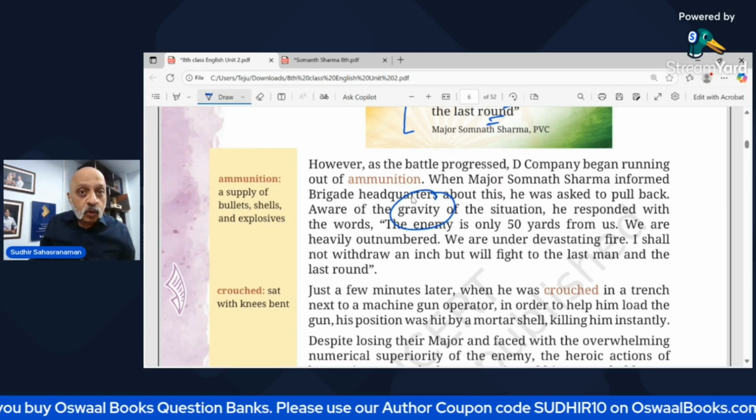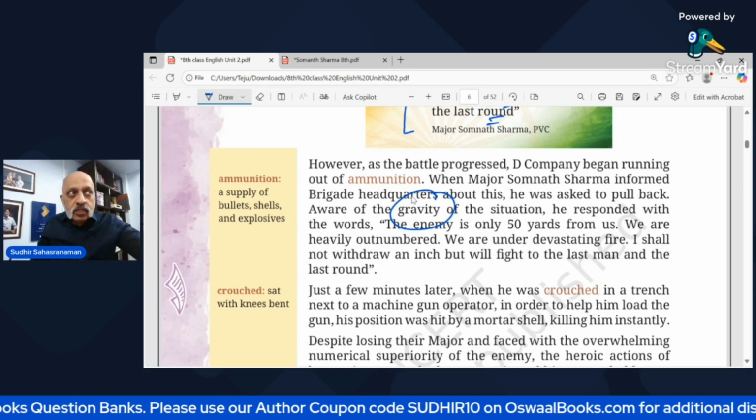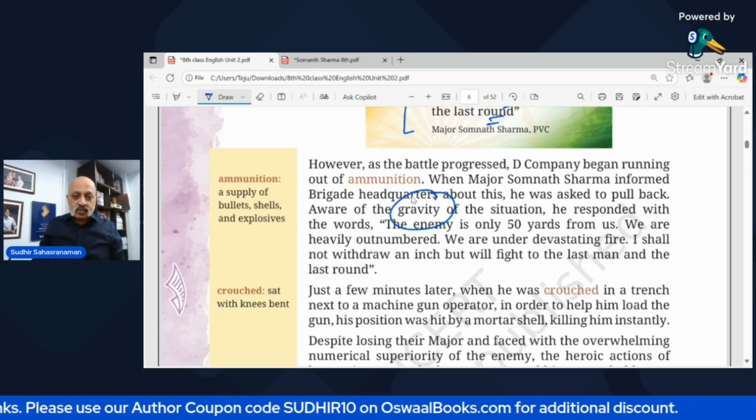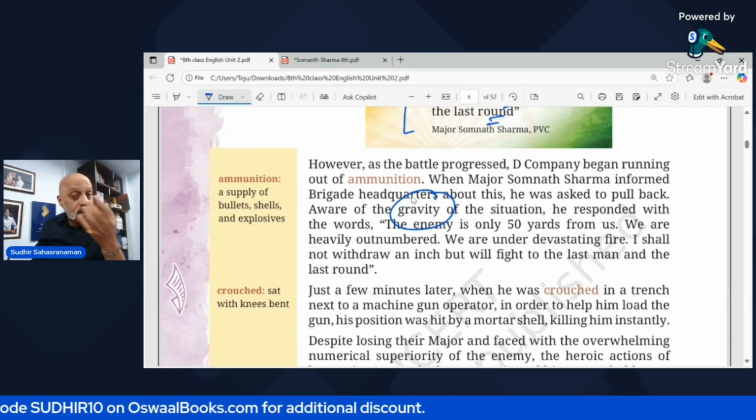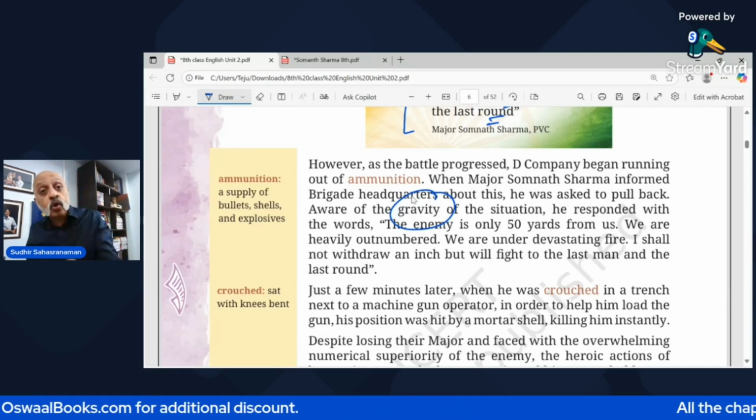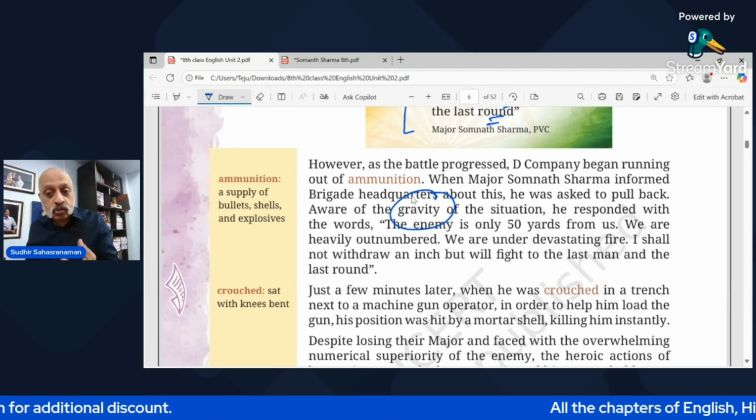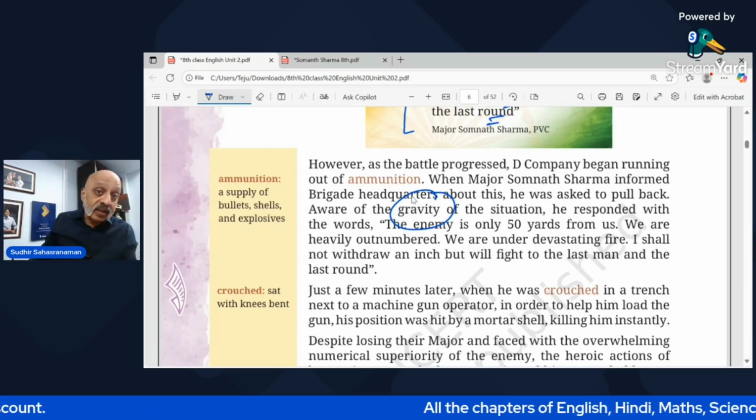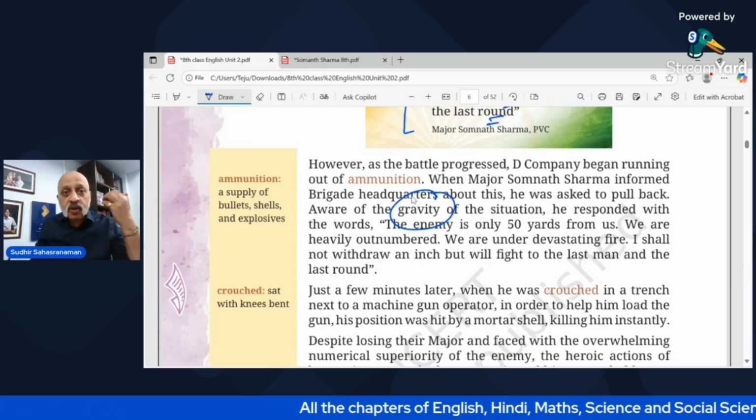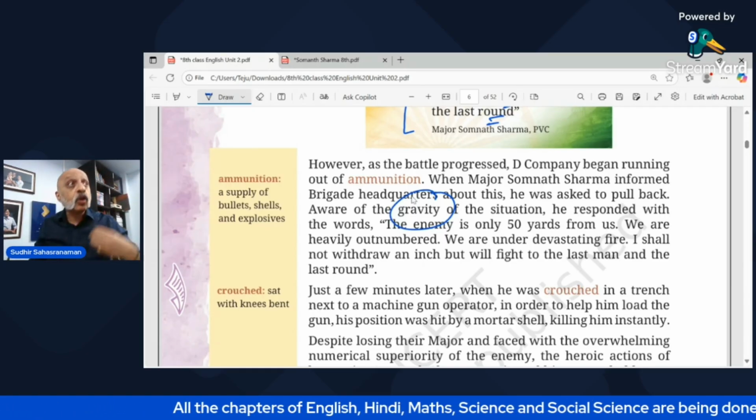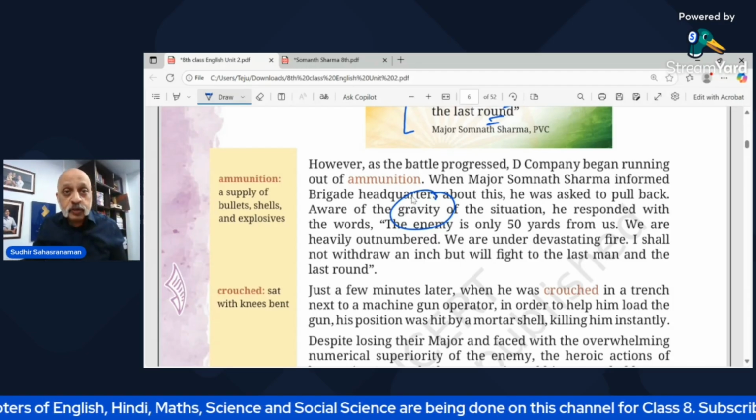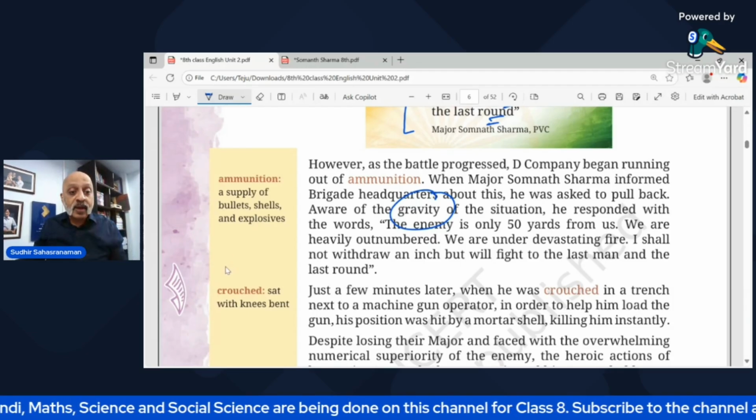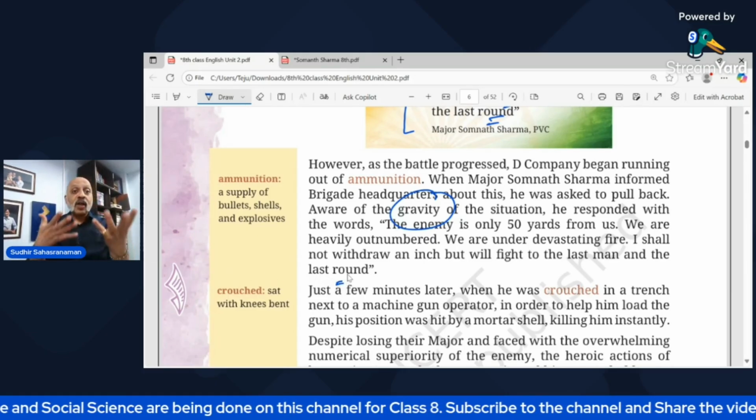He responded with the words. He said, the enemy is only 50 yards from us. We are heavily outnumbered. They are many more in number. We are very few. And now we do not have enough cartridges left also. We are under devastating fire, right? There is so much of firing happening at us. We are not able to retort. I shall not withdraw an inch, but I will fight to the last man and the last round of ammunition that I have.